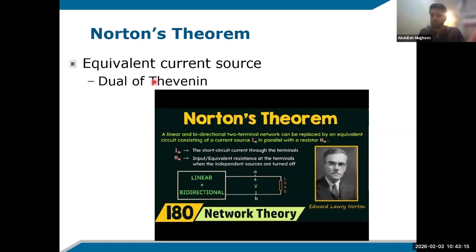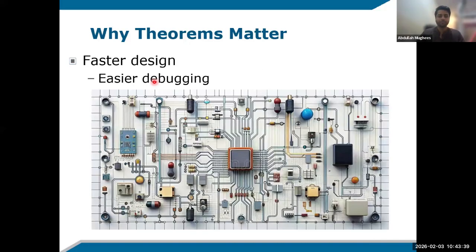Norton's theorem does the same as well. It is the dual theorem of Thevenin's. It also converts the whole complex circuit into a single element, but instead of representing it with a voltage source, it represents it with a current source.